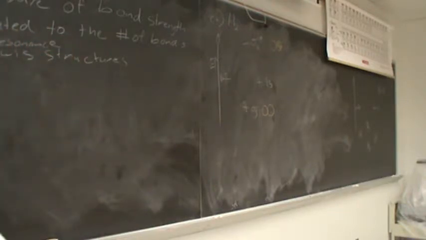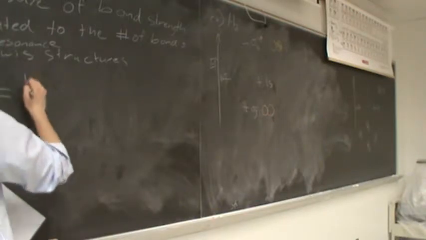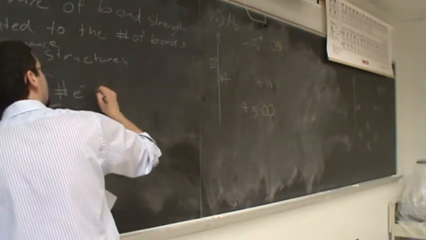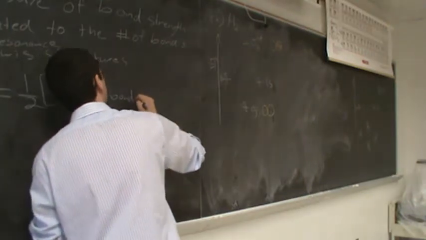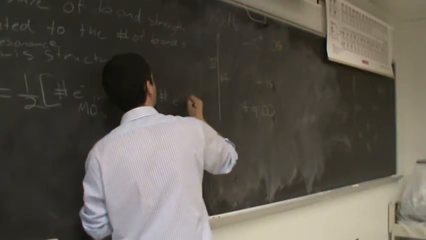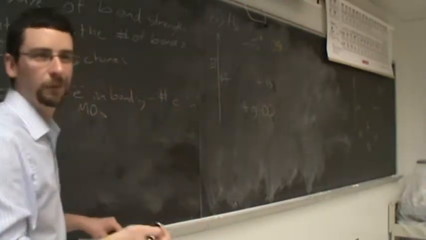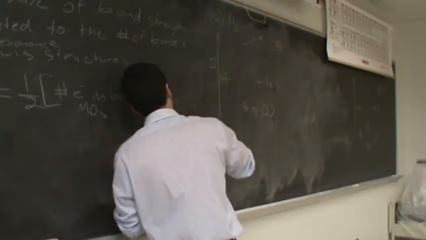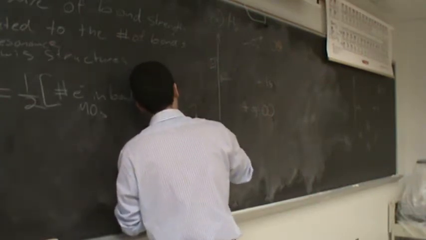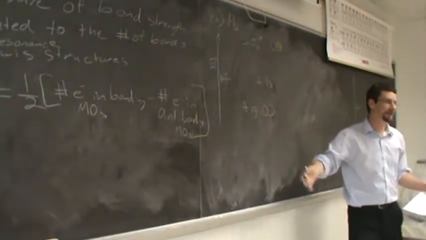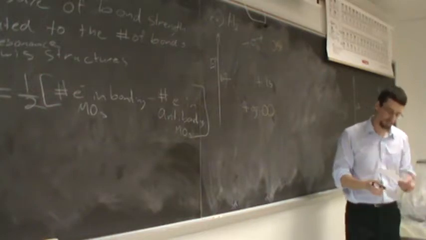Resonance Lewis structures. And the way that it's calculated, the bond order is equal to 1/2 times the number of electrons in bonding orbitals, bonding MOs, minus the number of electrons in, what do you think it's going to be? Anti. Yep, anti. And that's why you don't see non-bonding in here. They really don't influence the overall bond order.